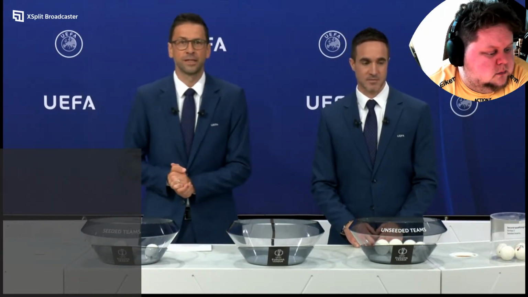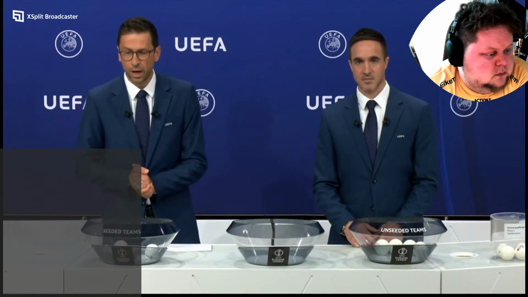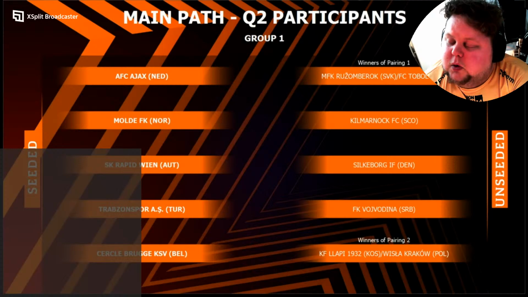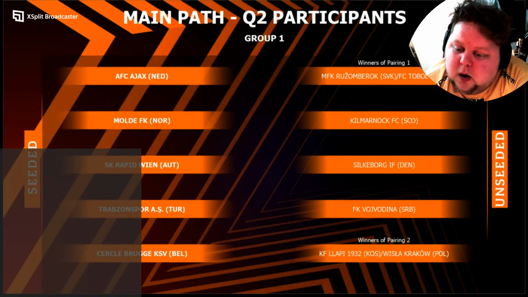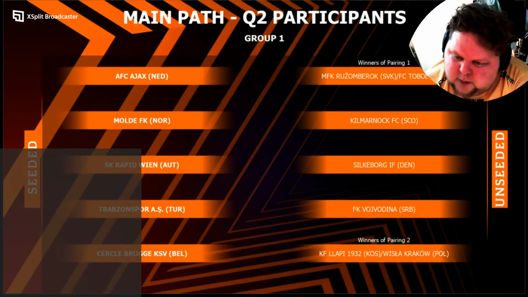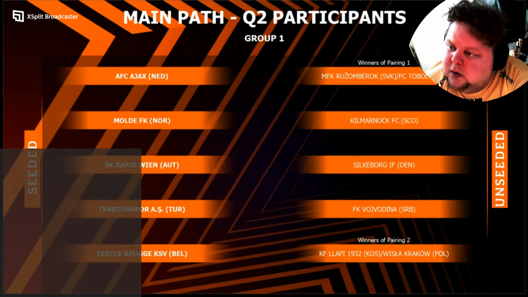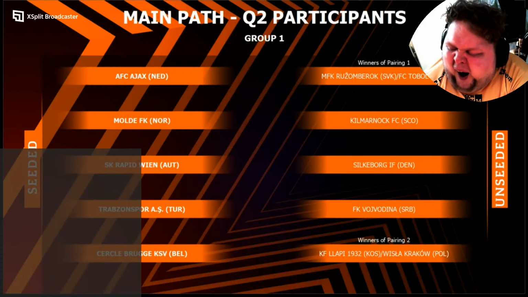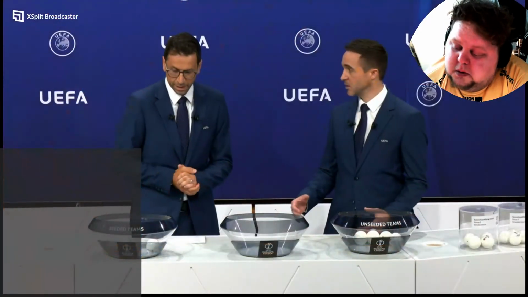And here on the seeded side, let's have a look who are seeded in Group 1. It's AFC Ajax from Netherlands, Molde FK from Norway, SK Rapid Wien from Austria, Trabzonspor AS from Turkey, Cercle Brugge KSV from Belgium. And on the unseeded side in Group 1, we have the winners of pairing 1, either MFK Rosenborg from Slovakia or FC Tobol from Kazakhstan, Kilmarnock FC from Scotland, Silkeborg EF from Denmark, FK Vojvodina from Serbia, and the winners of pairing 2, who will either be KF Lapi 1932 from Kosovo or Wisla Krakow from Poland. We are ready. The teams, we can start.